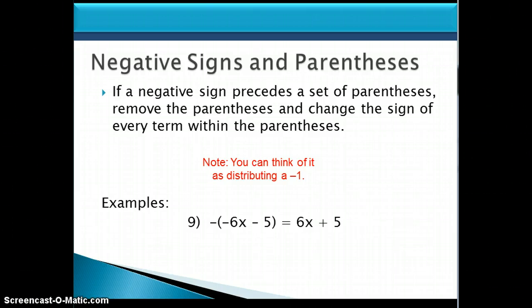So for example, suppose we had a negative sign in front of negative 6x minus 5 inside parentheses. So if you think of it as distributing a negative 1, then negative 1 times negative 6x, that would be a negative times a negative, would give you a positive 6x. And same thing with the negative 1 times negative 5, a negative times a negative again becomes a positive, so we have a plus 5.